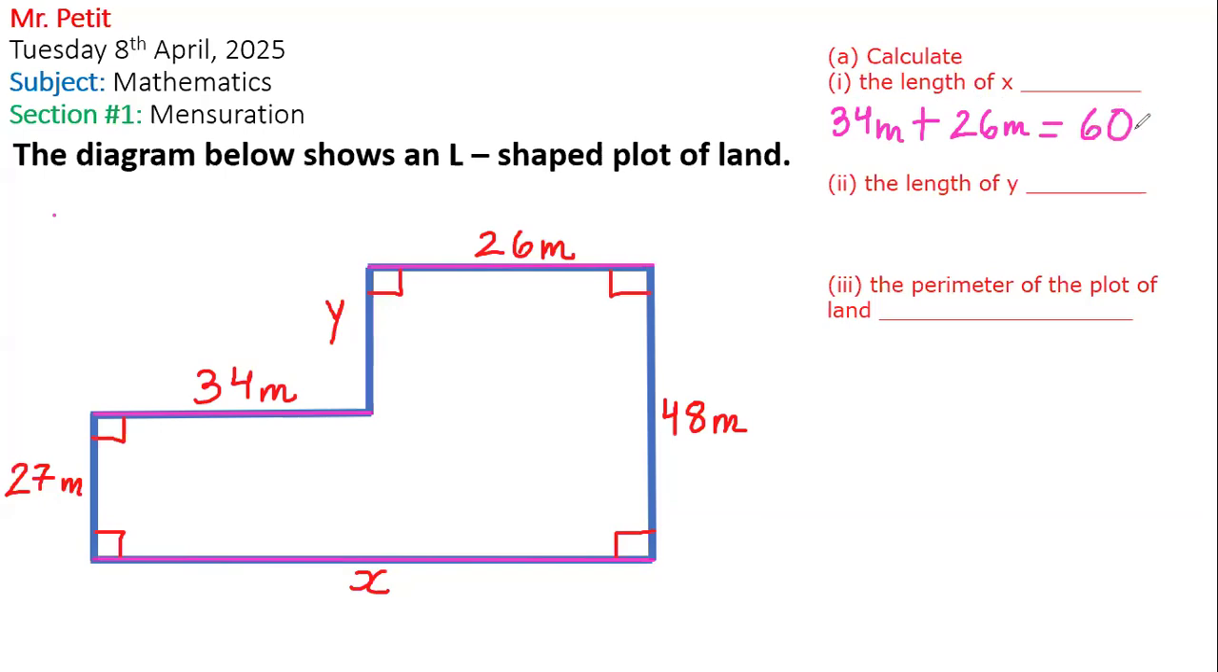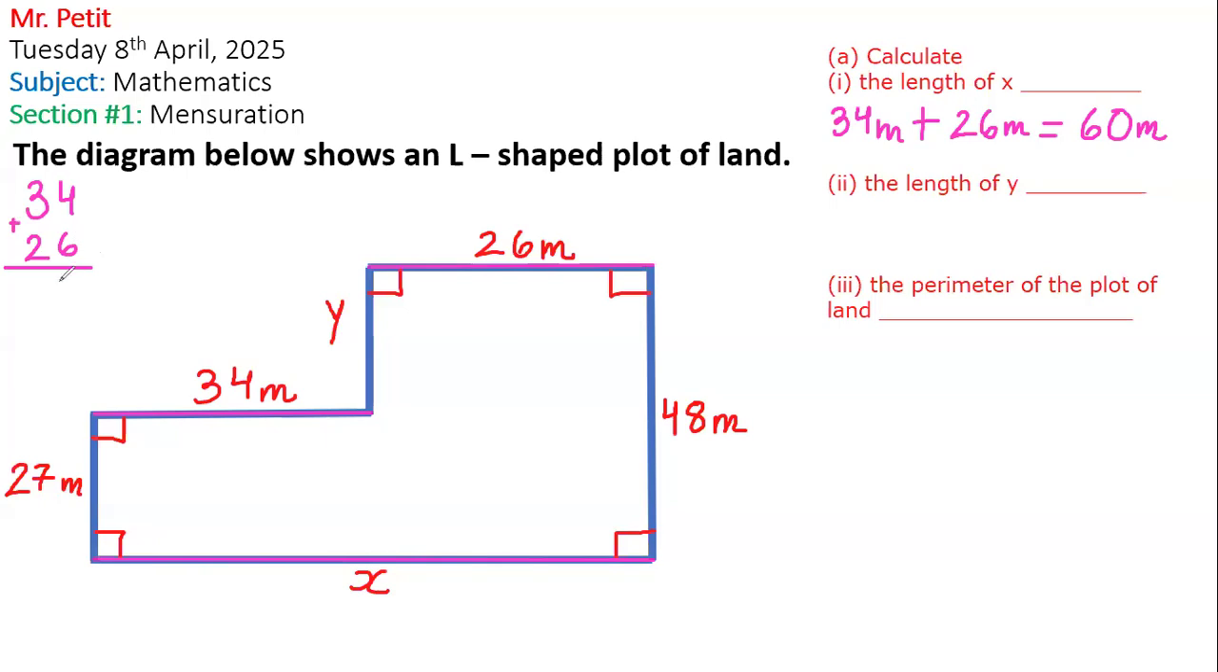60 meters. So again, let me just show the work, because I know some people need to. Mr. Petit, before I go, you get y by taking away 27 from 48. From 48, yeah, that's correct. Yeah, I agree. Thank you. 100%. Very good.